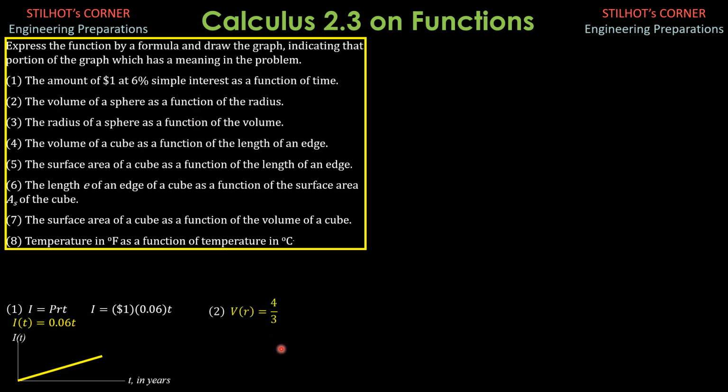So therefore, because volume as a function of radius is 4/3 pi r cubed, it is a cubic function. This is a constant, so it looks like that. And when r is 0, V is also 0. So the graph should look like that.